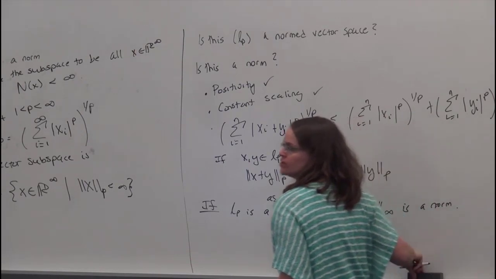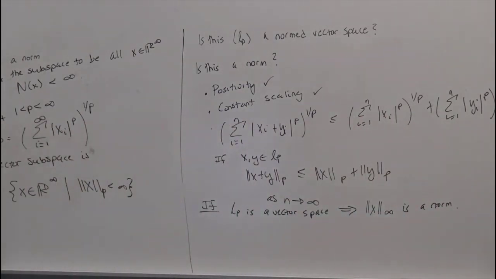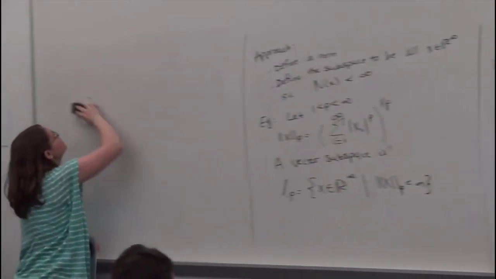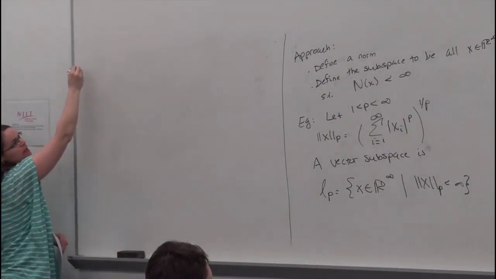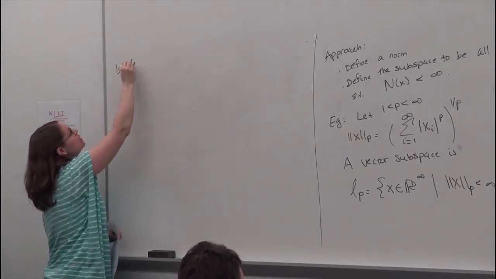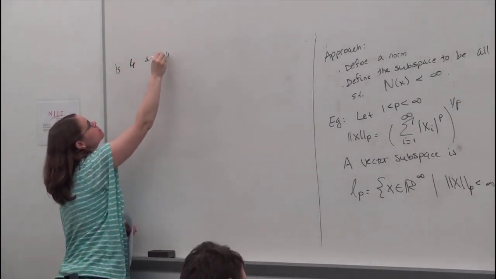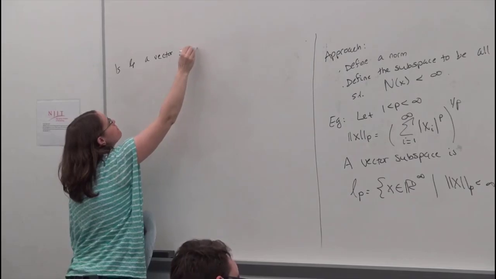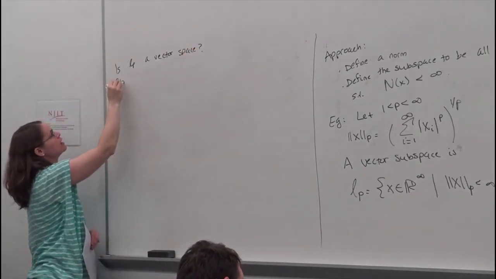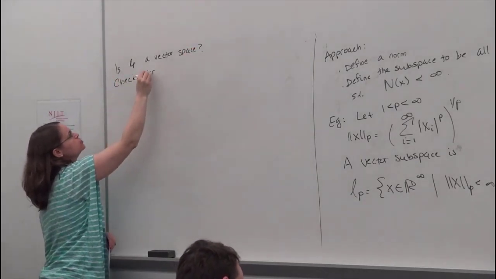But that's our second question. Is it actually a vector space? And again, there are these two questions we have to ask. Is it closed under addition and scalar multiplication? So is LP a vector space? And again, we just want to check these closure properties.